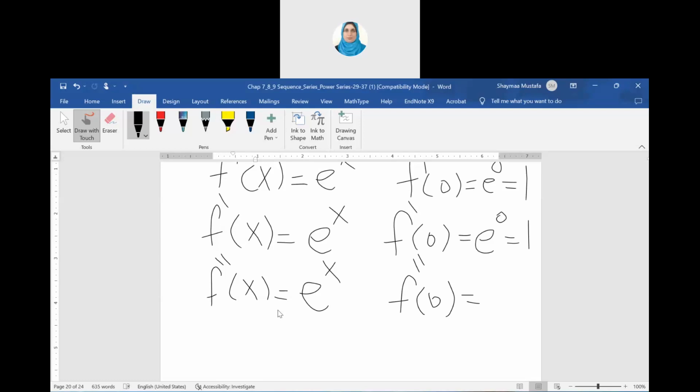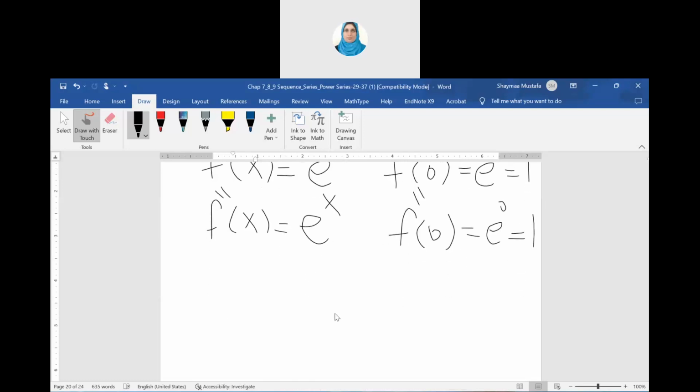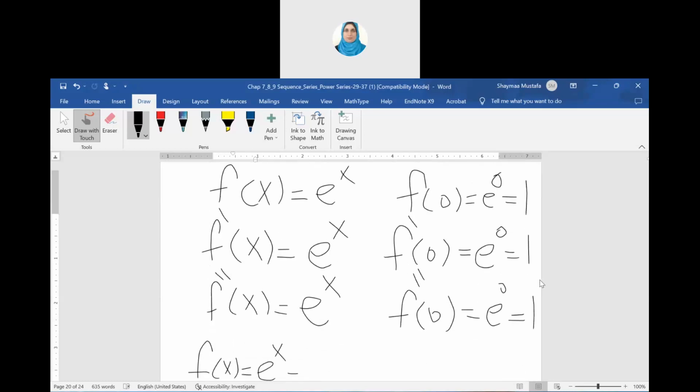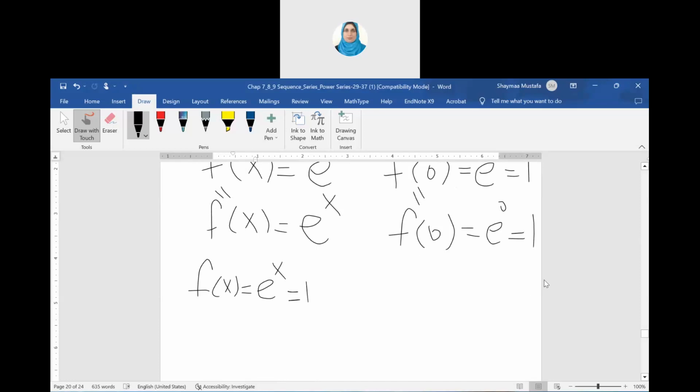So the second derivative of f at 0 is equal to e to the 0, which is 1. Still we get 1. If you continue, we still get 1. So your function's Maclaurin series is f of x, which is e to the power x, equal to the first term, f of 0, which is 1.